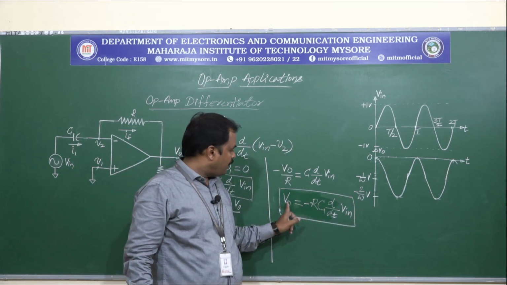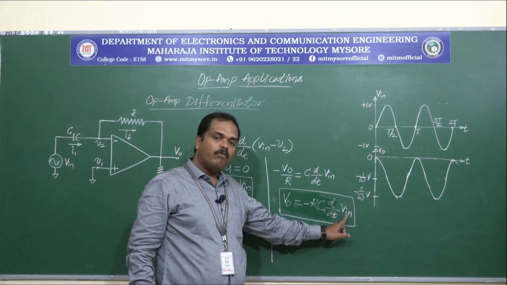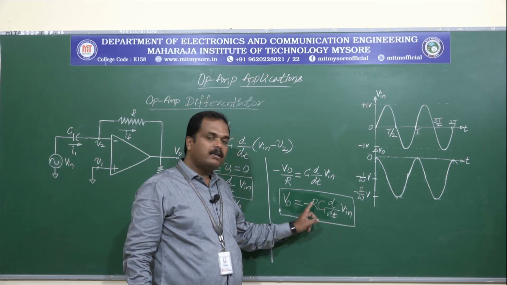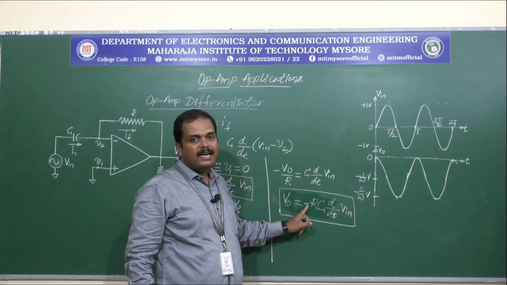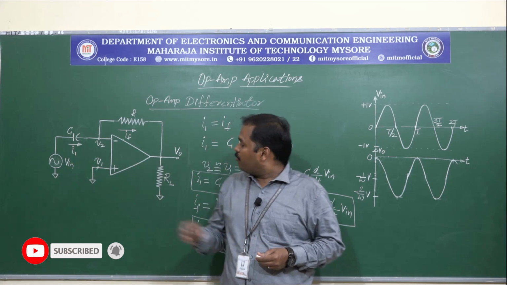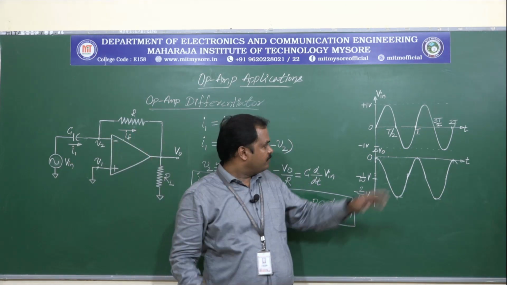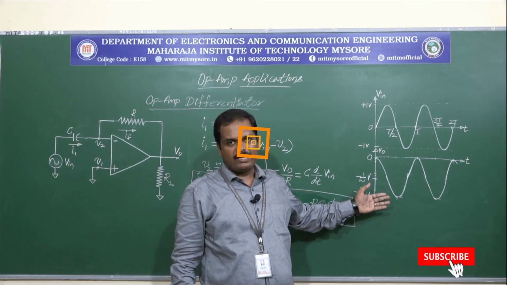So here we can see output voltage V0 is given by differentiation of the input voltage multiplied by the gain factor given by the resistive element and the capacitive element with the negative sign. Again, the negative sign is there because the op-amp is connected in the inverting mode, and this is the input waveform and output waveform for the differentiator.